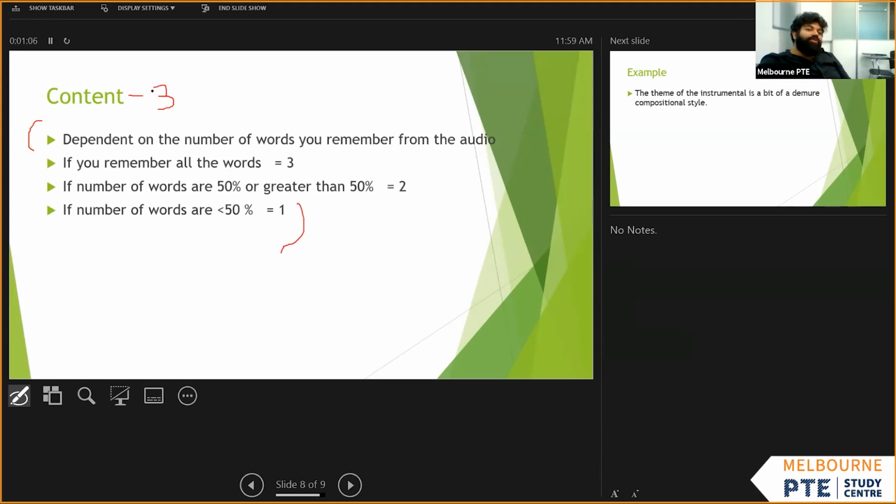All right. So your marks for content in here are actually based on how many words you can capture from your audio. If you capture all of them, you'll get 3 out of 3 marks. Okay. If you capture 50% or more than 50, so 50 basically meaning like half of the sentence or more than half, then you will get 2 out of 3 marks. And if you remember less than half, then you will be getting 1 mark.